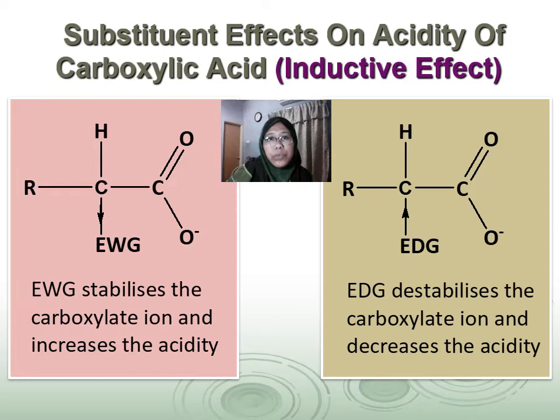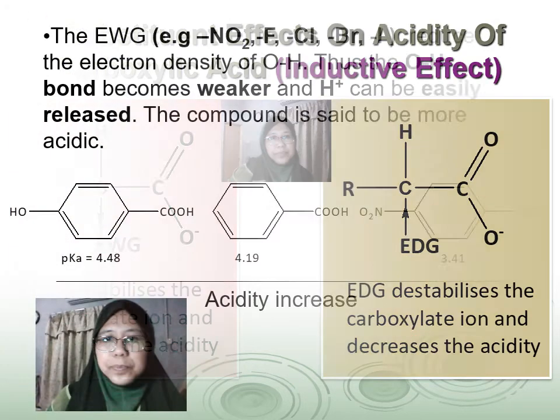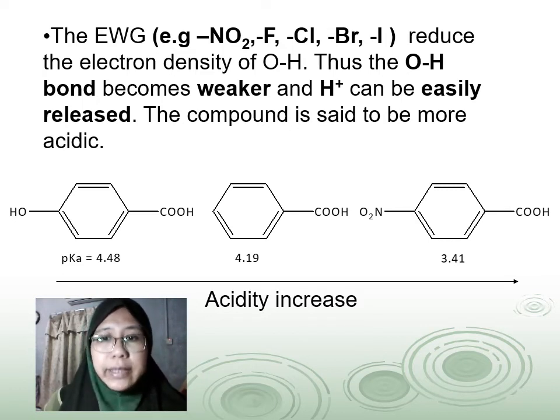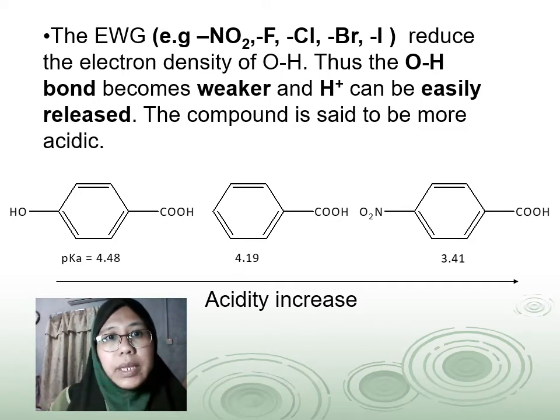Now let's look at the subsequent effects on acidity of carboxylic acid. This effect is called inductive effect. If we have an EWG, it will stabilize the carboxylate ion and increase the acidity. But if we have an EDG, it destabilizes the carboxylate ion and decreases the acidity. The electron withdrawing group will be attached to the carboxylate ion, making it more negative. This will make the carboxylate ion more stable, making the acidity higher.